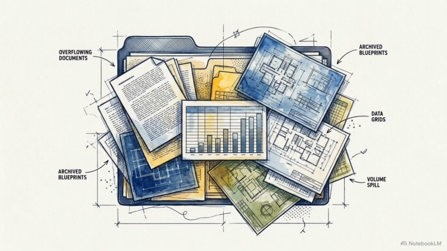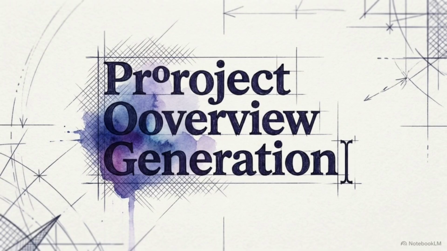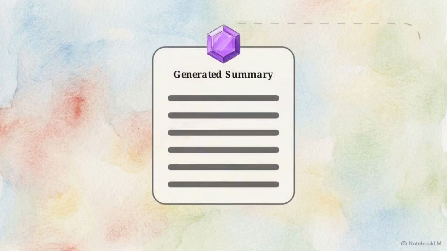We can examine this through a common use case, generating an overview for a multi-file deployment folder. The prompt command is specific. Summarize the contents of this folder. This command triggers compound retrieval summarization. The system must pull from two different data types.